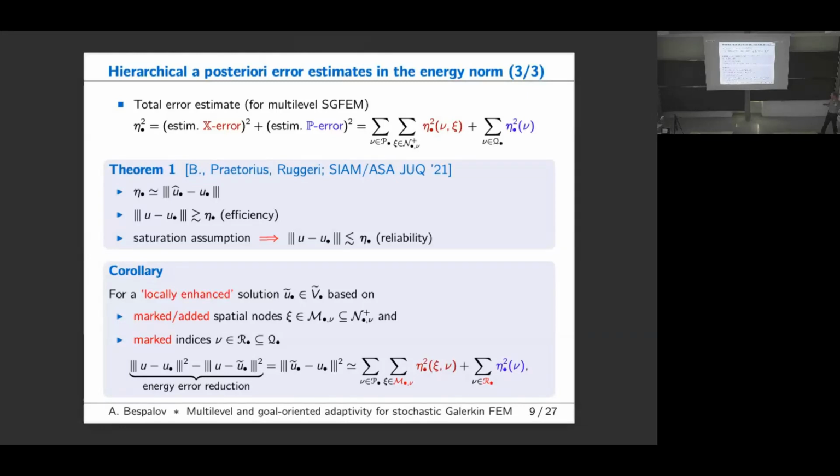A corollary of this implies that if I don't consider uniform refinement, but local refinement, meaning selecting not all red dots in the mesh but only some marked dots, and likewise selecting only marked indices, then I have an approximation like U tilde, which is not uniform refinement but some refinement. Then the error reduction of this refinement can be estimated, without any assumptions, as equivalent to something that resembles the error estimate, with the same structure, but the sum is over the red dots that are marked and over the indices that are included in the new approximation.